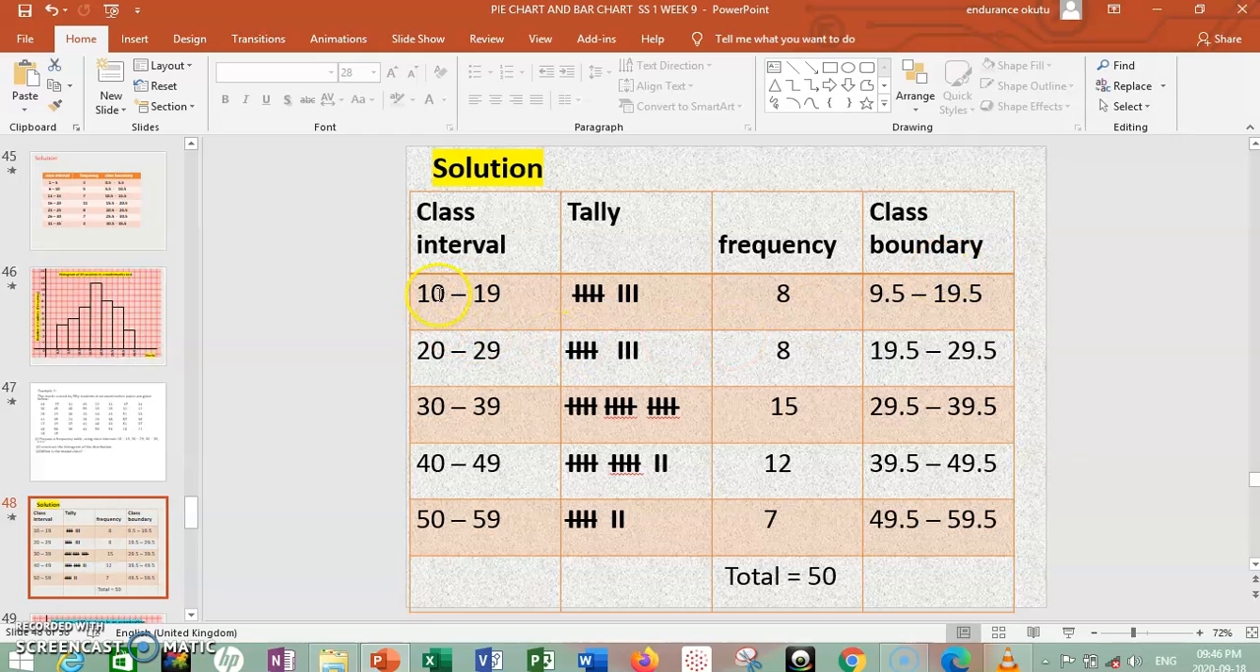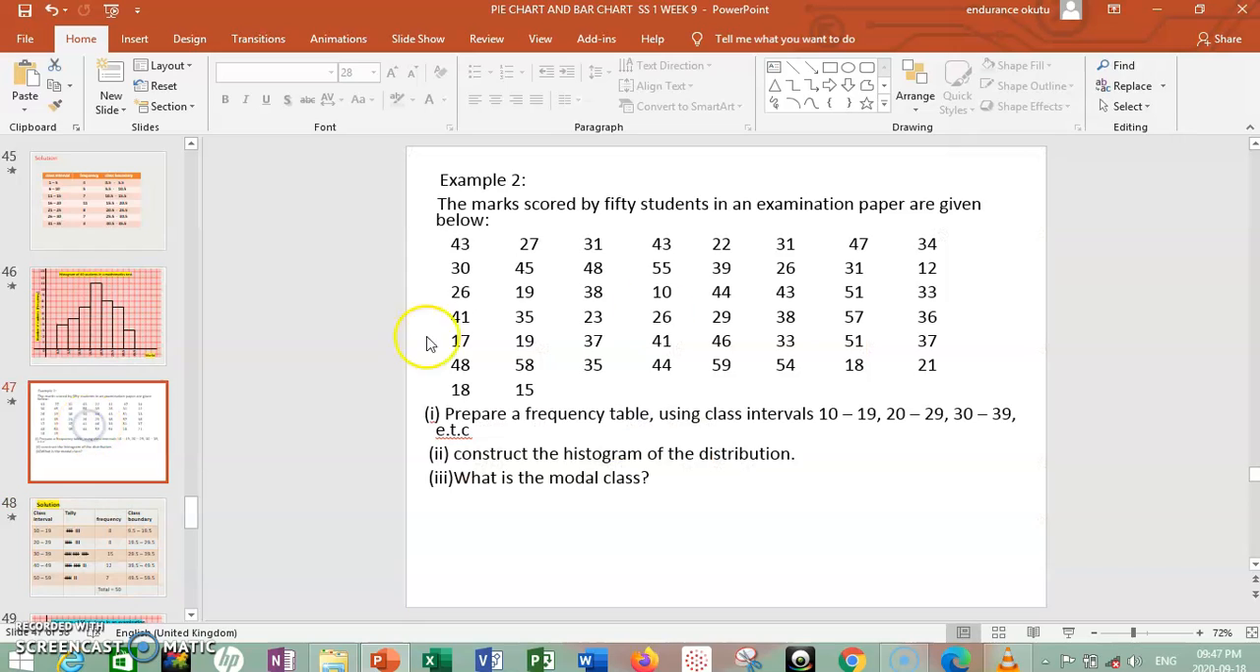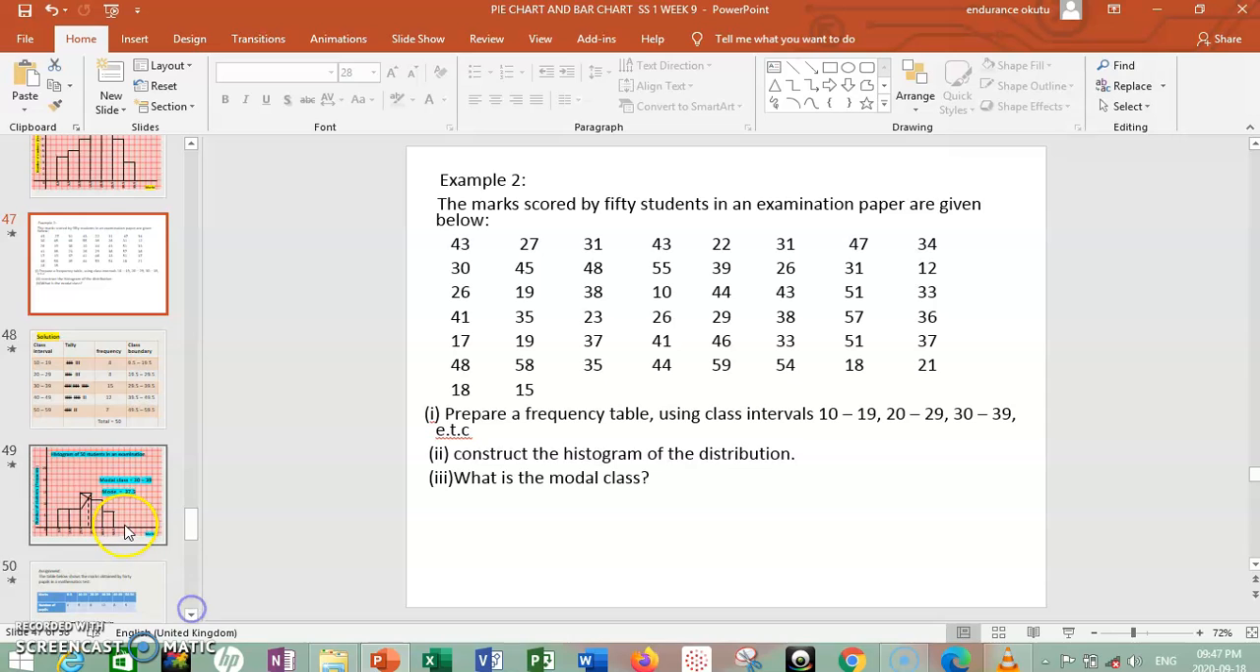Remember, you have the upper class limits, you take away 0.5. For the lower, you take away 0.5. For the upper, you add 0.5. So we are going to use this now to draw our histogram. Take note, your frequency must total 50, because in the question we were told so. See how we draw the graph.